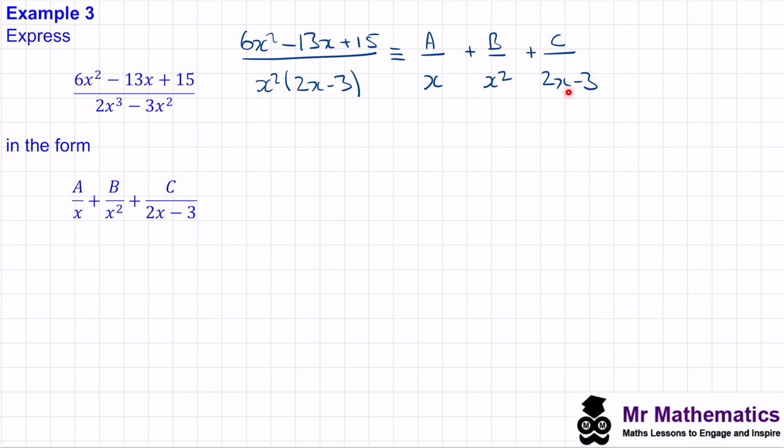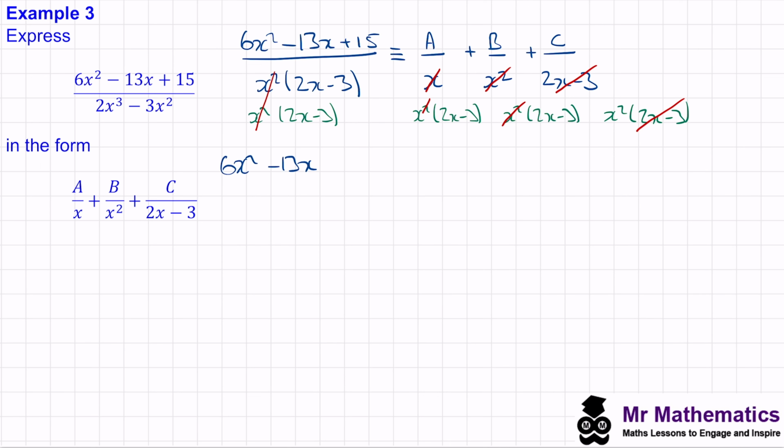We'll cancel out the denominators by multiplying both sides by x squared times 2x minus 3. And you can see these will cancel. This x will cancel with one of these x squareds will cancel with this, and this 2x minus 3 will cancel with this one. So now we get 6x squared minus 13x plus 15 is identical to a lots of x times 2x minus 3 plus b lots of 2x minus 3 plus c lots of x squared.